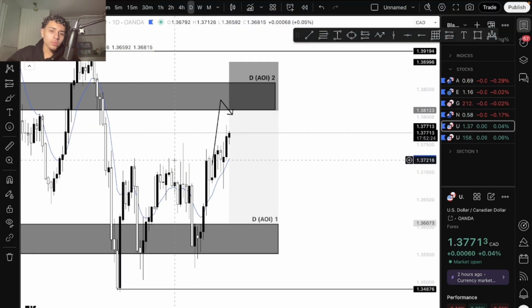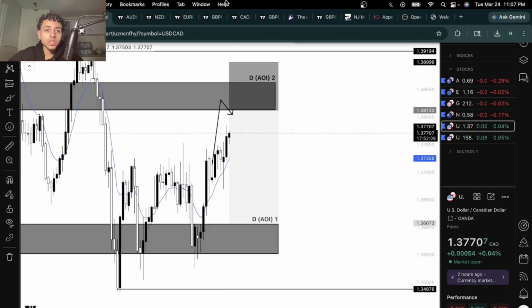Then let's go and see the other market. So USD CAD is currently doing what I wanted it to do. It's coming to this area of interest, and once it comes to this area of interest, I want to see an engulfing candlestick to the downside. If that happens, I'm gonna be interested. If it doesn't happen, then I'm not interested, and I'm gonna just keep waiting.